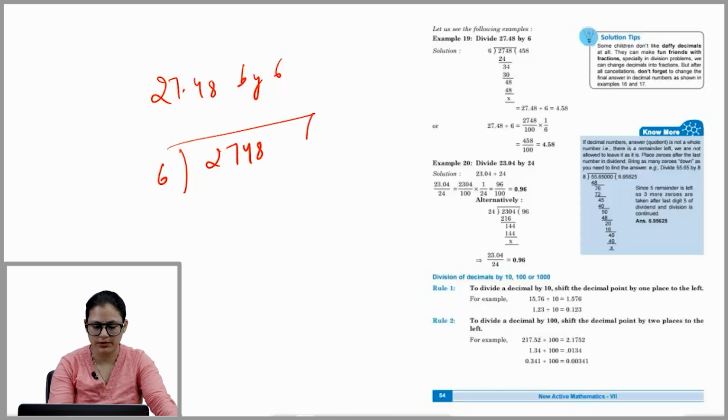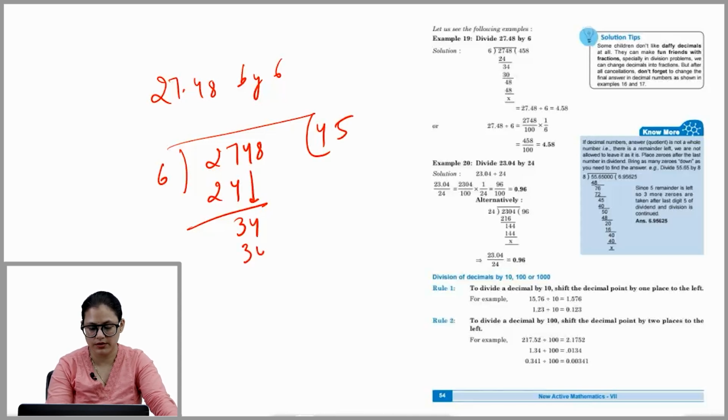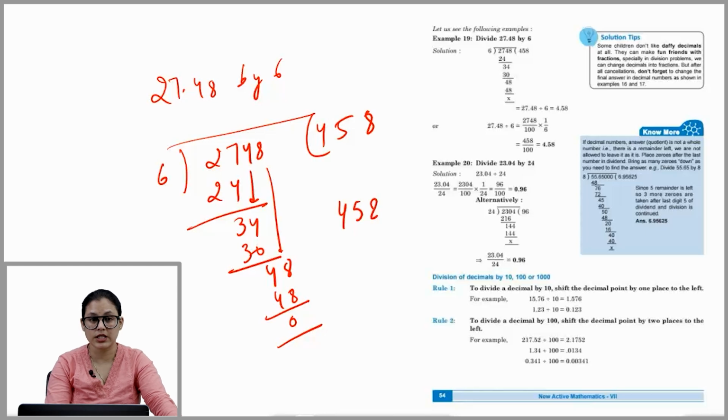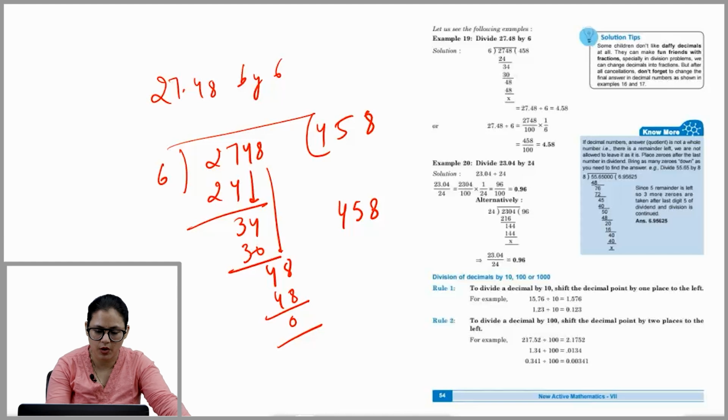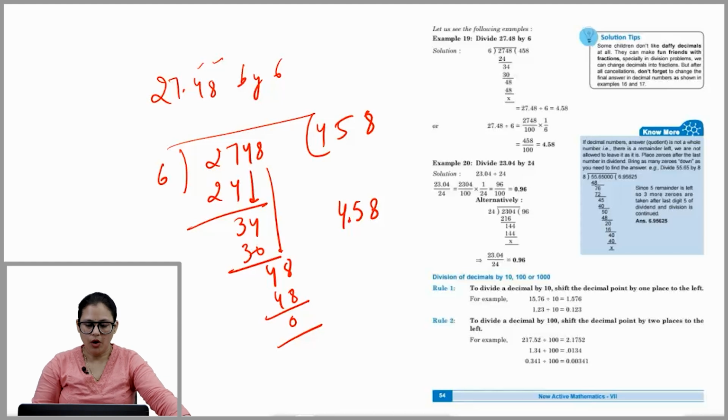Okay. Let's do the division. First, forget about the decimal. 6 4s are 24, 3, then bring down 4, 6 5s are 30, 4 remainder, bring down 8, 6 8s are 48. Okay. 4, 5, 8, this is the quotient. Now, it's time to put the decimal. Count how many decimal places there are. 2. So, you will put the decimal where? 1, 2, here.